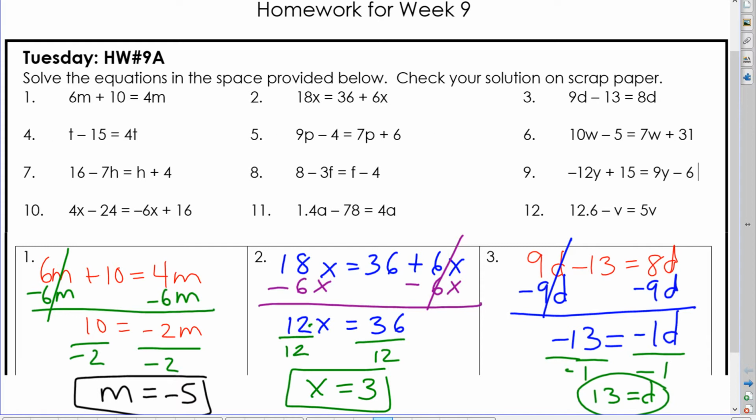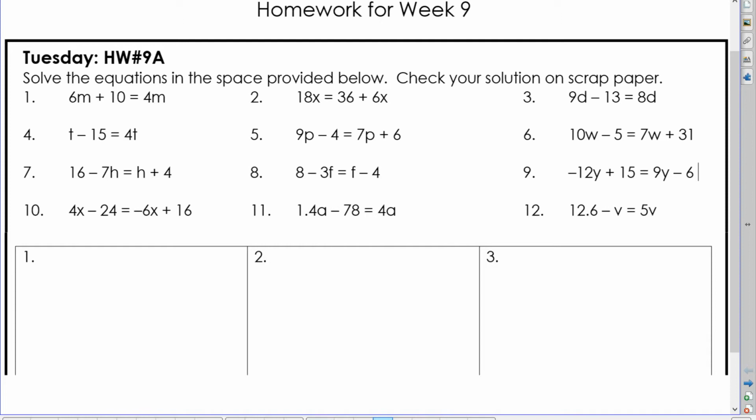Okay, let's do the next row of 3 questions. Number 4, t minus 15 is equal to 4t. You notice that I'm curving my letter t's here so that they don't look like plus signs. I don't want to get confused. The left side has more terms, the right side has a variable, so I'm going to use the inverse of the variable. Negative 15 is equal to 3t.